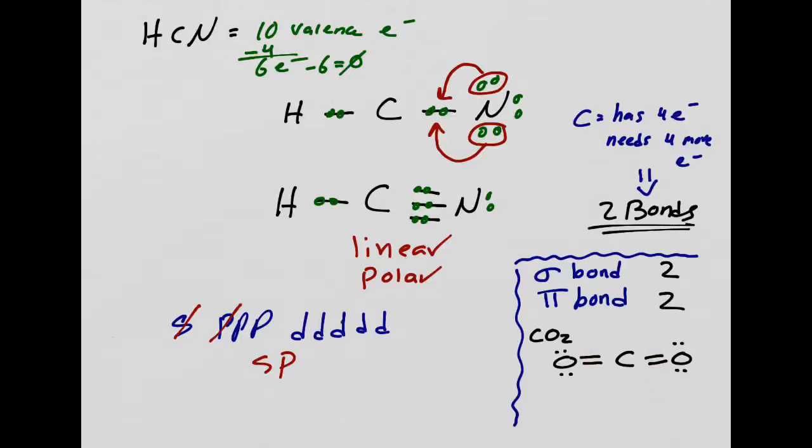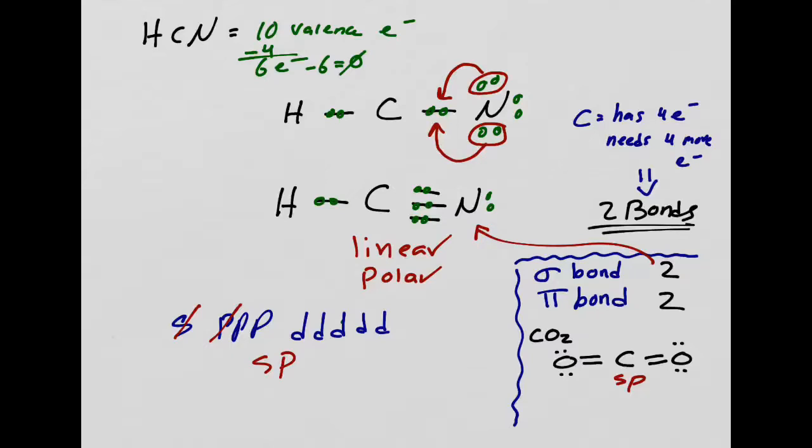1, 2. There are two things around the carbon. This is for HCN. Okay? There are two things around the carbon because double bond and triple bond count as one.